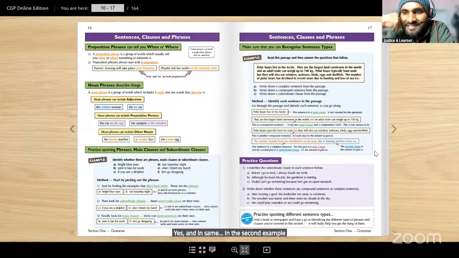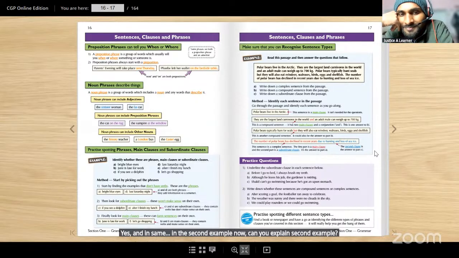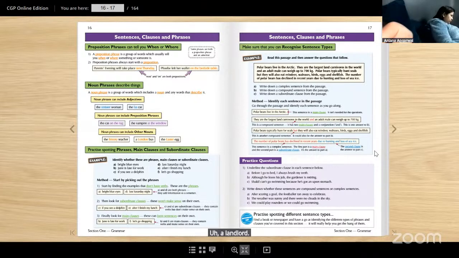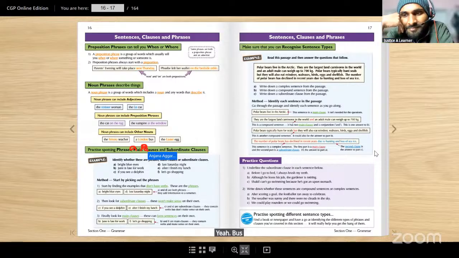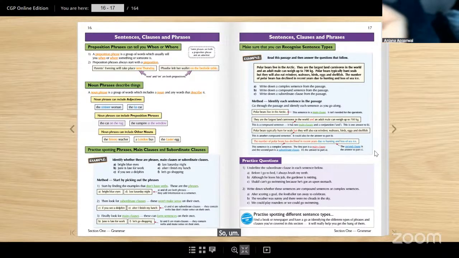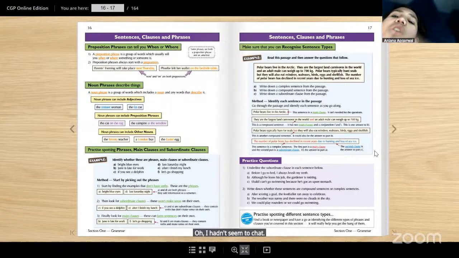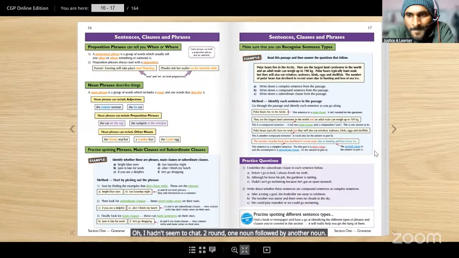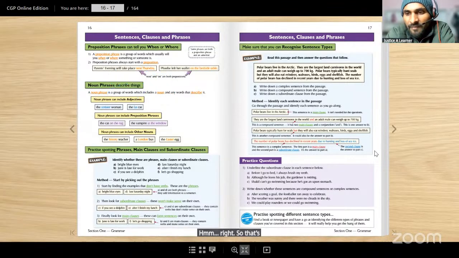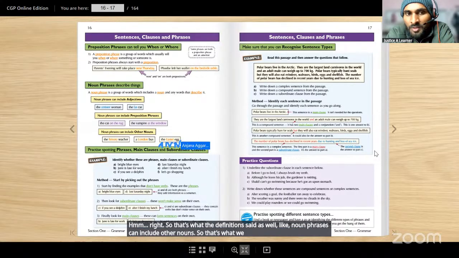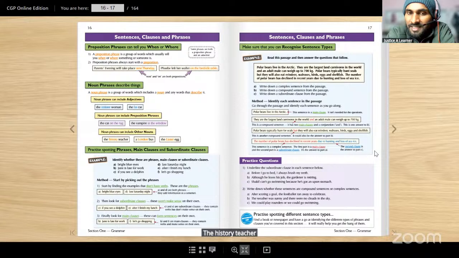Now, can you explain the second example? A London bus. A is an article, London is a noun, and bus is also a noun too. Very good. So when it says other nouns, that means a phrase which has two nouns, one noun followed by another noun. That's what the definition said as well: noun phrases can include other nouns. So that's what we are doing here. The history teacher, a London bus, and the Easter egg. I hope now you understood, right?